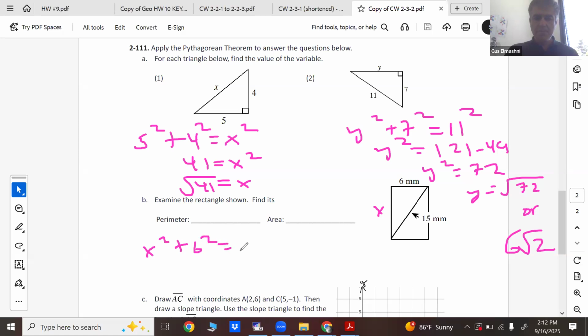We can't square root that. Yeah, if you just leave it as square root of 41, just leave it alone.